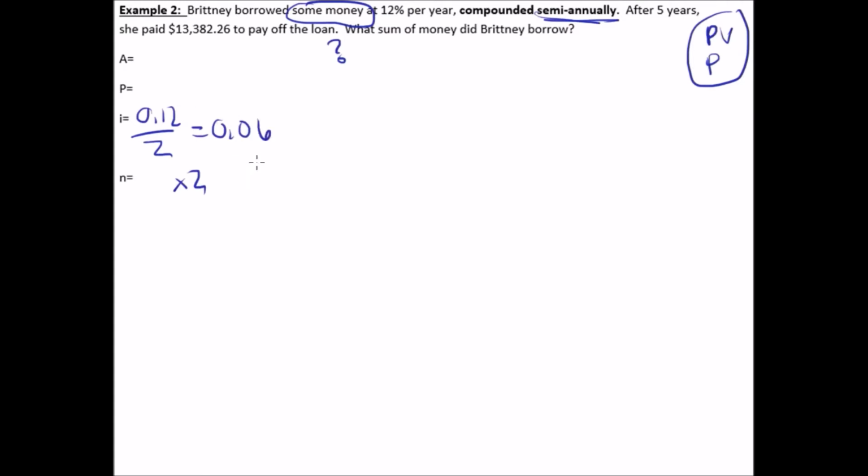Okay, so this might be another way to word these equations where you're looking for the present value or the principal. Brittany borrowed some money. We don't know how much, but some money at 12% a year, so we know that that's 0.12, compounded semi-annually, so that's 2 times a year. Interest is going to be divided by 2. We're going to get paid out 6% twice a year, and then however many years times 2. So after 5 years, so it's 10 times, she paid $13,382.26 to pay off the loan.